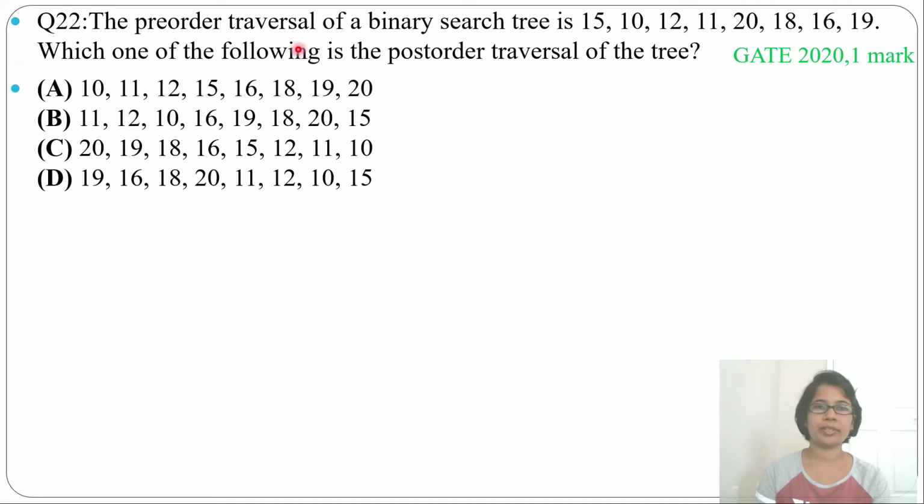The pre-order traversal of a binary search tree is 15, 10, 12, 11, 20, 18, 16, 19. Which of the following is the post-order traversal of the tree? So one pre-order is given and it is asking post-order. For this you have to first construct the tree. Then from that tree you can find the post-order.